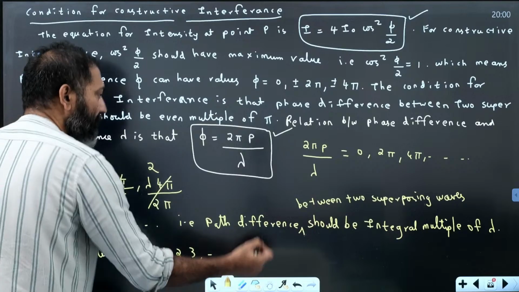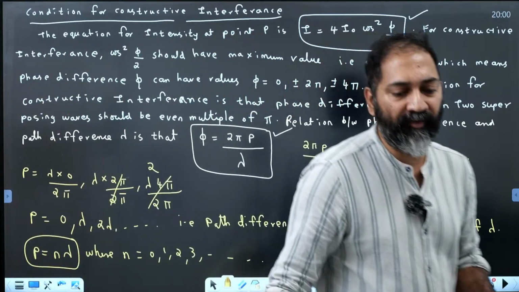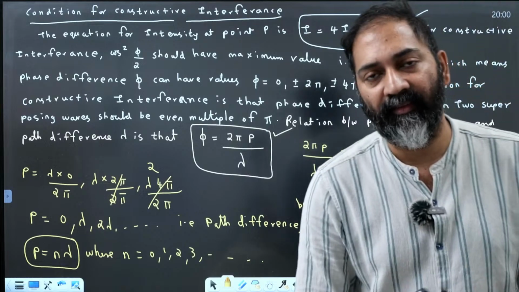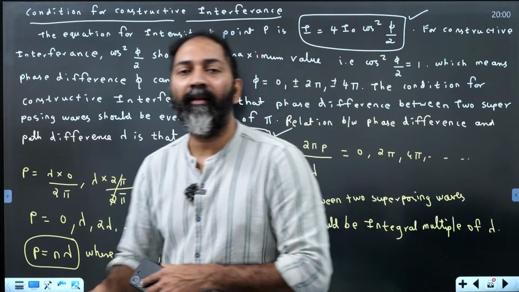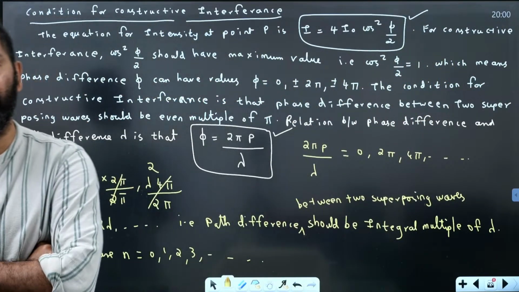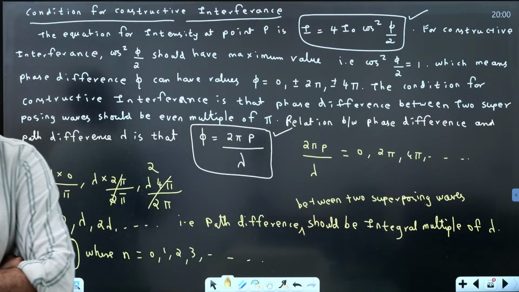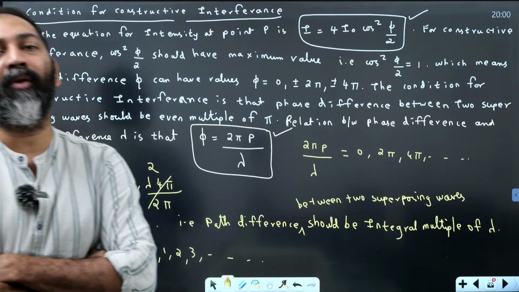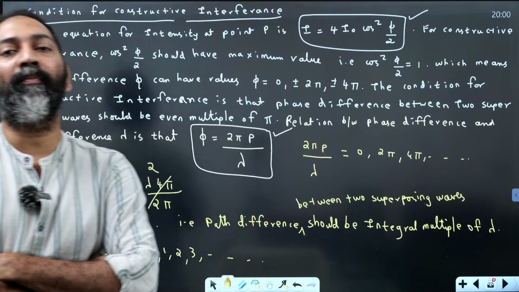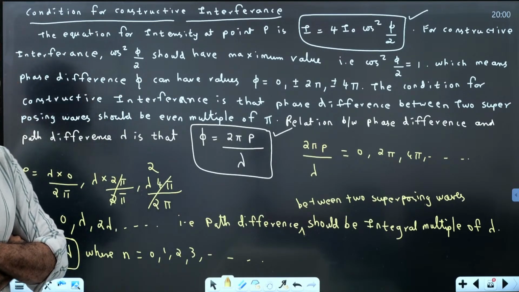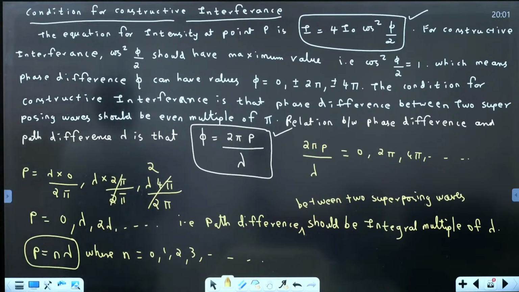See, this is a very important theory question for CBSE and Kerala state students. What are the conditions for constructive interference in terms of phase difference? Phase difference should be an even multiple of pi. What is the condition for path difference for constructive interference? Path difference should be an integral multiple of lambda. Note here, important.